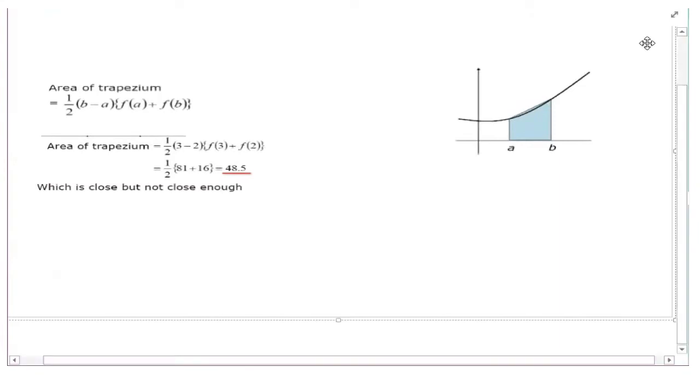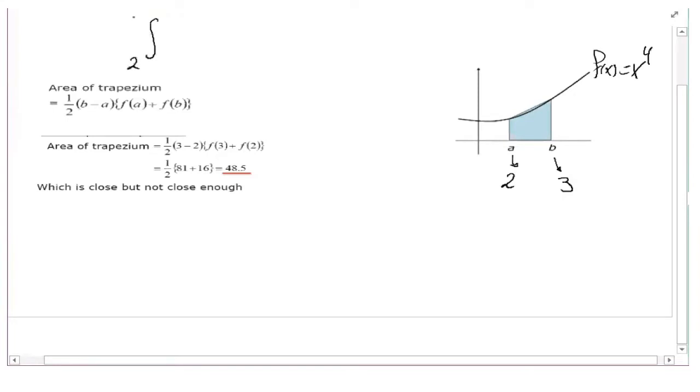I graphed f of x equal x to the power 4. And point A, I'm going to replace it with the point 2. And point B, I'm going to replace it with the point 3. So I'm going to find the integration from 2 to 3 for x to the power 4 dx. The one that we calculated a few minutes ago, right?